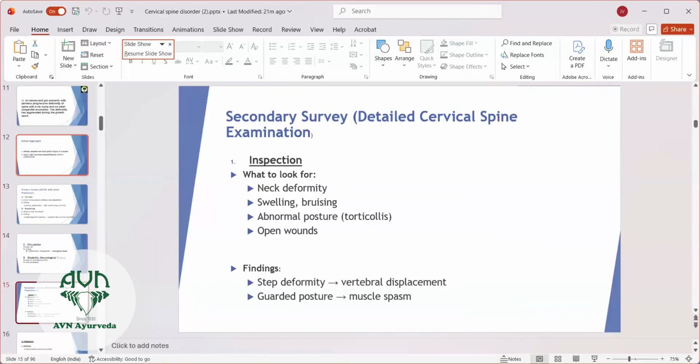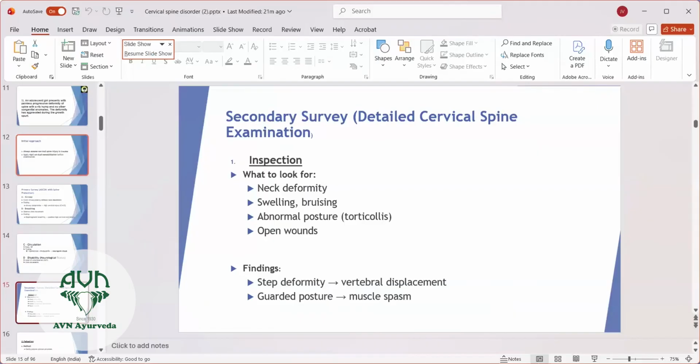The secondary survey: if it is okay after the ABCD survey, we have to look at a detailed cervical spine examination. In the Acharyas, it is very clearly said that the examination is Darshana, Sparshana, Prashna. First, you have to look for any deformity, and whether he can move his upper limbs or lower limbs. So in inspection, what are the things we have to keep in mind?